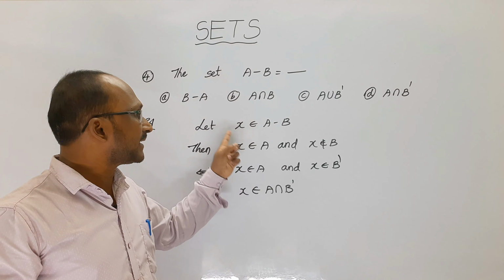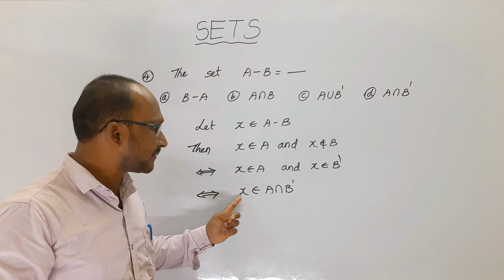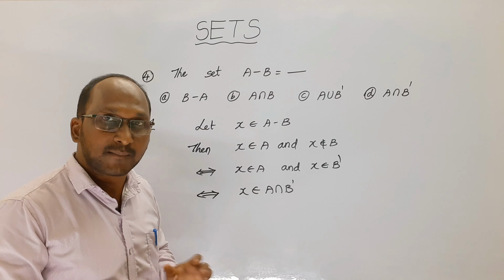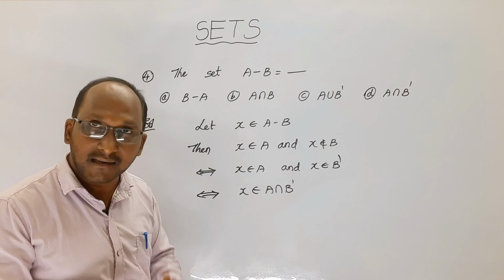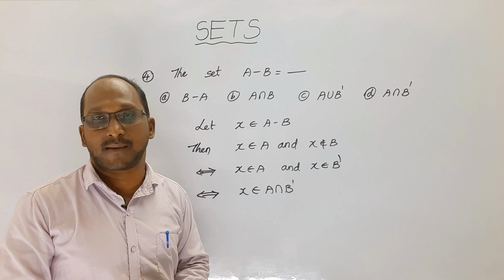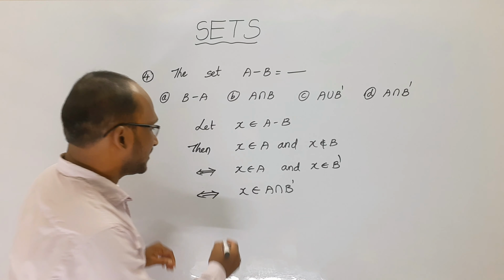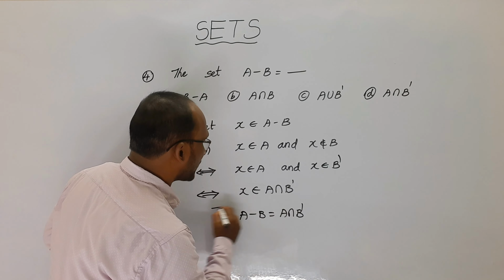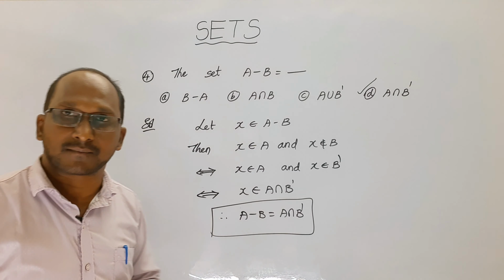Here we have taken one element x in the set A minus B, and now we have proved that the same element x belongs to A intersection B complement also. And also here we have used the implies. It means every element of A minus B is present in A intersection B complement, and also every element of A intersection B complement is present in the set A minus B. That's why we can say that these two sets are equal sets. Therefore, A minus B is equal to A intersection B complement. That's why option D is the correct option.